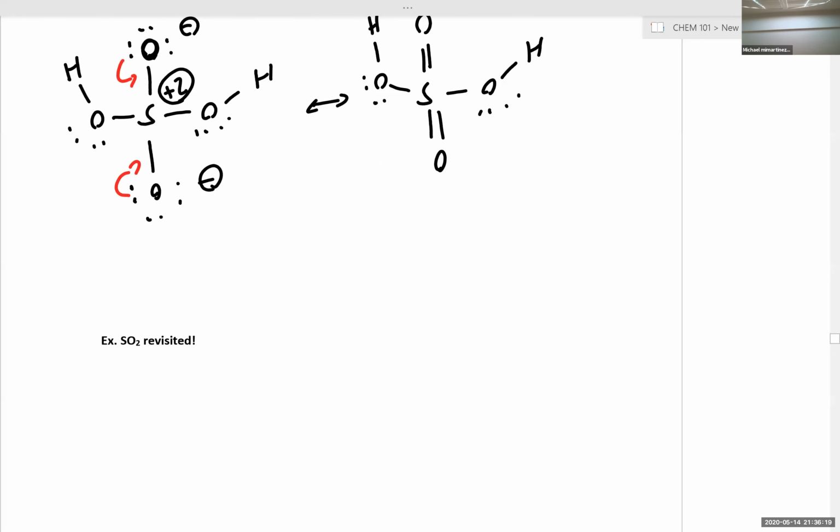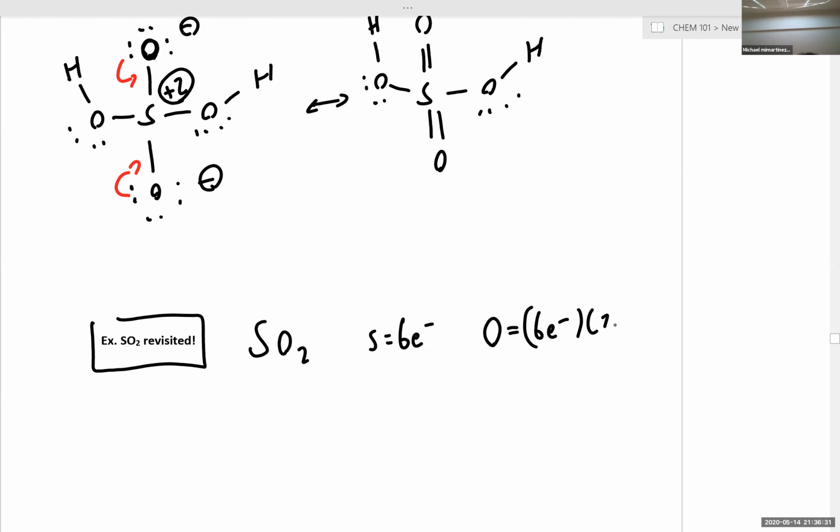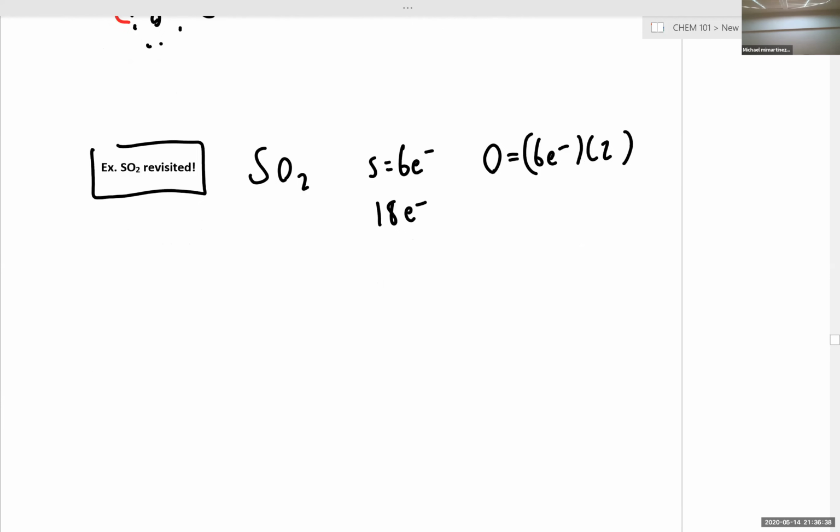Now, to revisit, let's look at SO2. Let's look at sulfur dioxide one more time. So counting electrons, we have 6 electrons from sulfur, and from oxygen, we have 6 electrons, and we have 2 oxygen atoms. So in total, we have 18 electrons to work with.